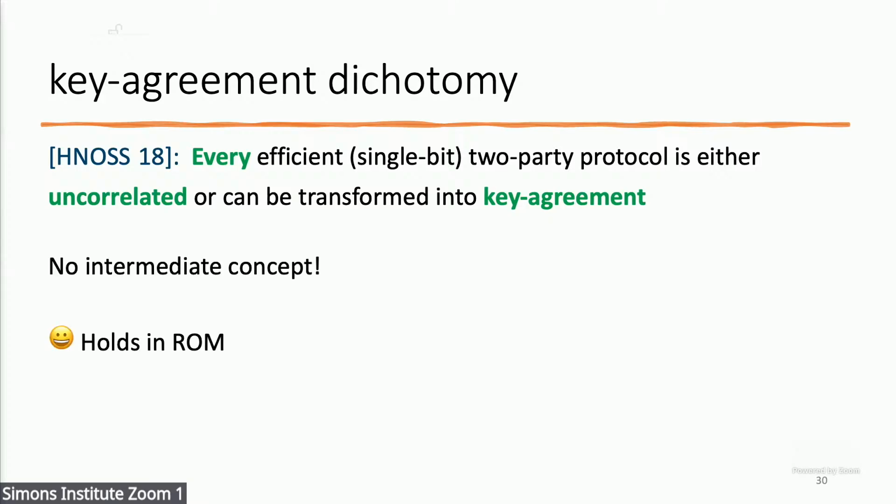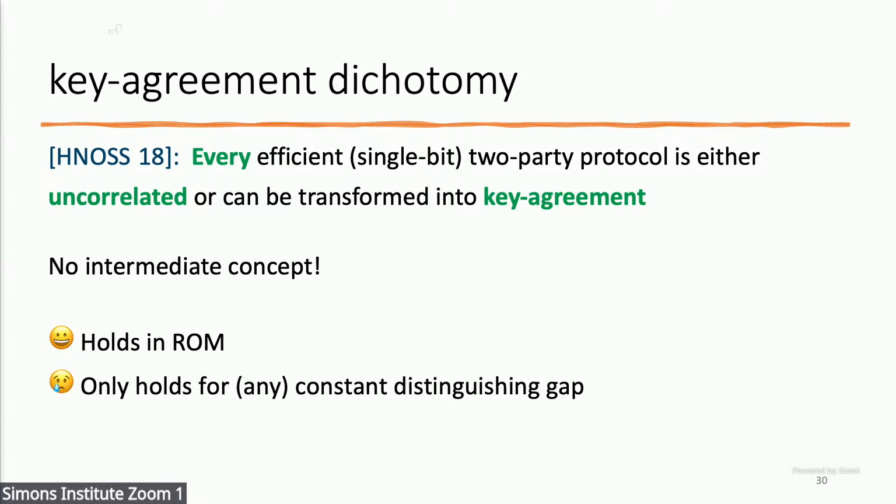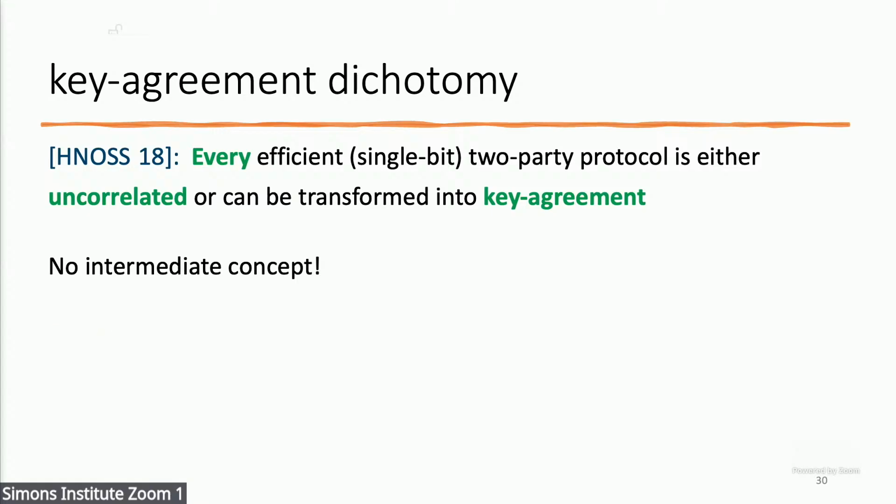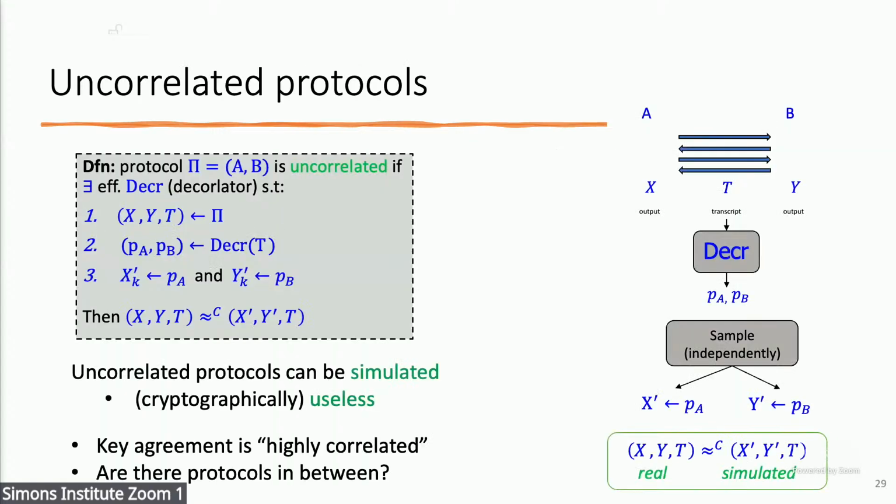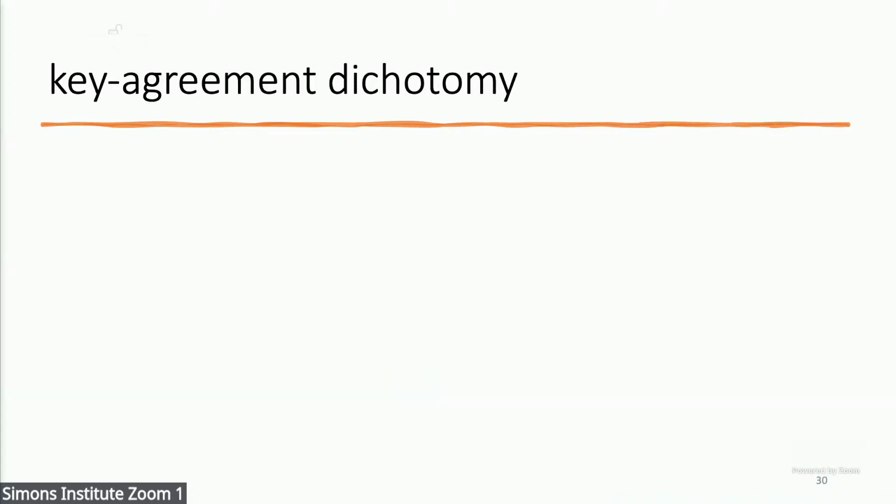It also holds in the random oracle model. You can give a random oracle to the parties and it still holds. As I said, random oracle doesn't change the setting. It's still a dichotomy. But there are caveats. We only know how to prove it for a constant distinguishing gap. Namely, give me any constant delta, and I can give you a decorrelator such that you cannot distinguish better than delta. But I cannot give in advance one where you cannot distinguish with negligible advantage. This is a huge disadvantage of this result.